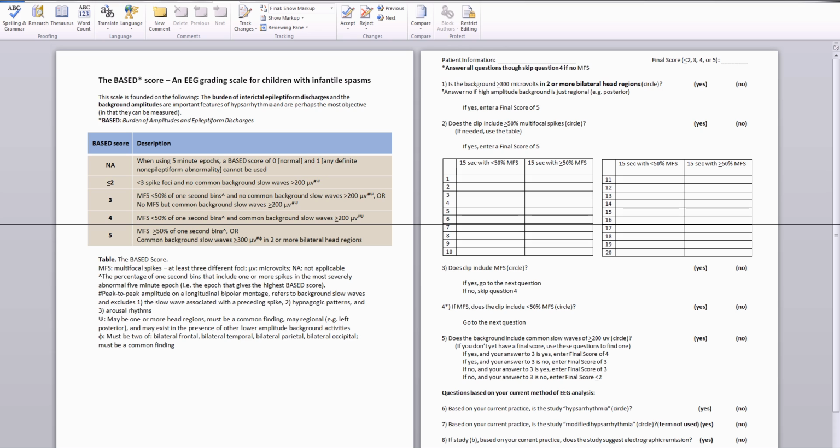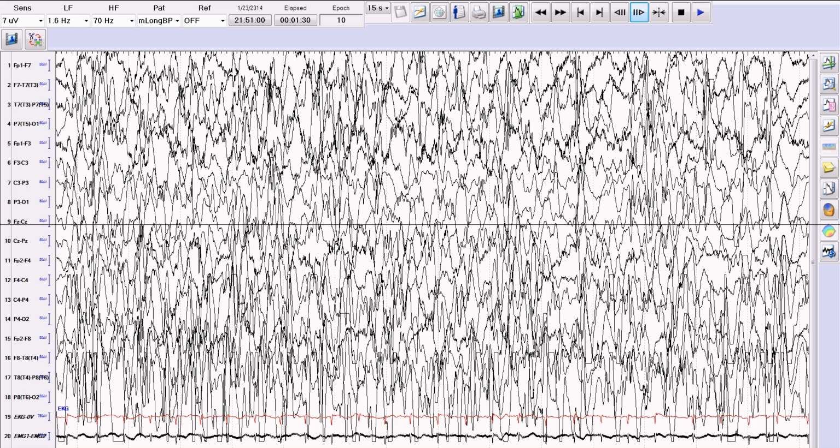In addition, if it is one of the post-treatment epochs, which are marked by a patient number followed by a lowercase b, you are asked to use your current method of EEG analysis to interpret if the study suggests electrographic remission. For the purposes of this study, you will read the patient's pre-treatment EEG, marked with a lowercase a, followed by the patient's post-treatment EEG, marked with a lowercase b. This is being done to mimic clinical practice. For this study, all EEG epochs are taken from sleep.